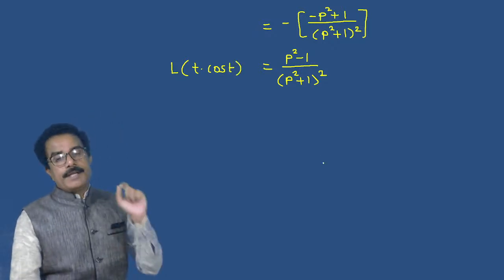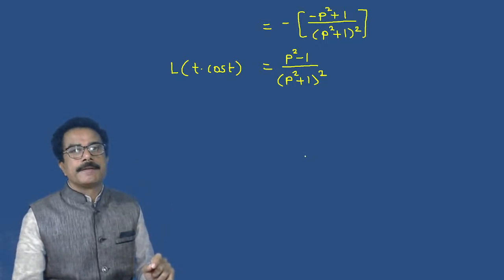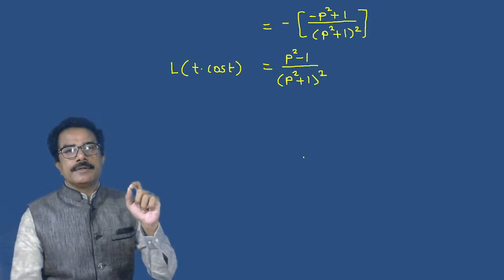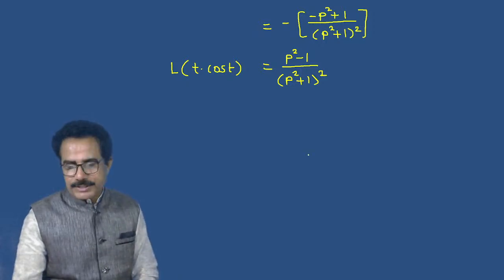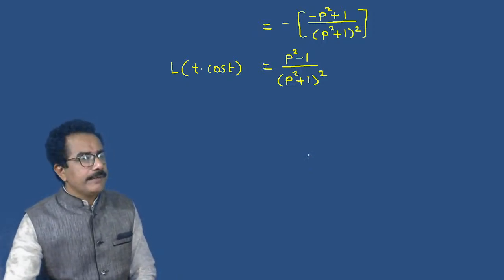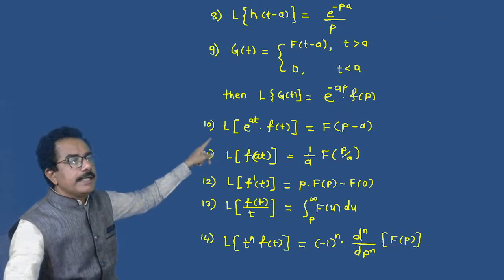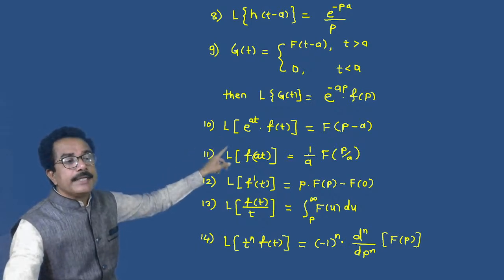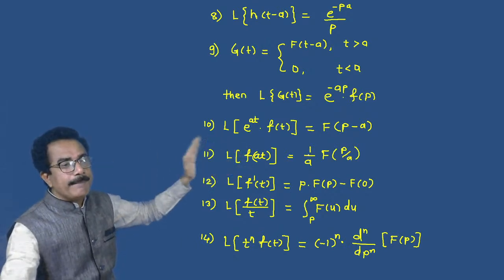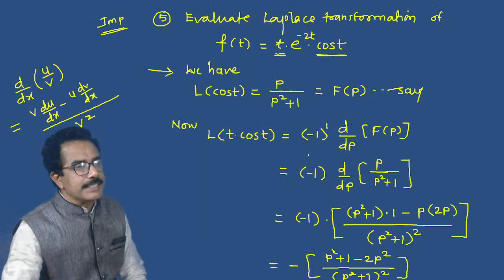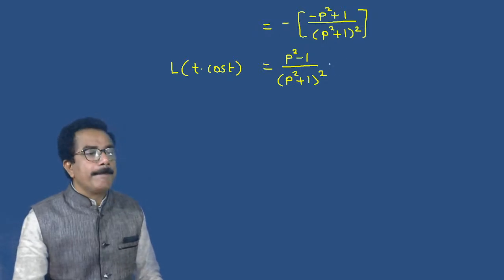Is it okay? Now we have to use the Laplace transformation for first order shifting theorem. By using the first order shifting property, that means formula number 10 we have to use. If L of e raised to a t, f of t, then we can write p minus a, F of p minus a. So we consider this as now f of p.